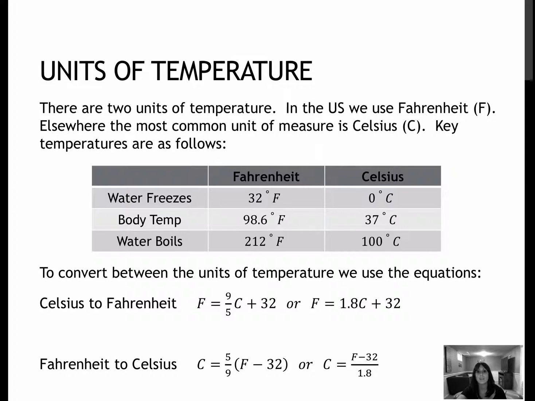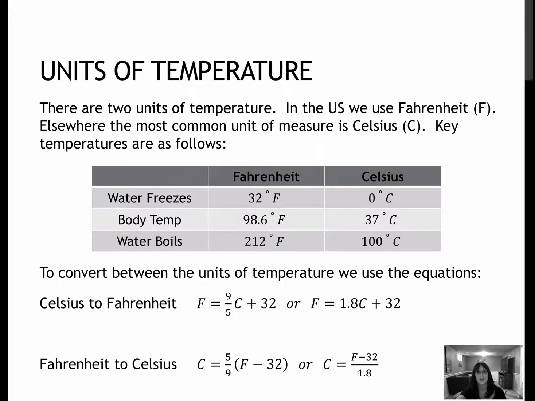Water freezes at 32 degrees Fahrenheit. Those of us who live in the US are pretty familiar with that number, unfortunately, in the winter, here in Nebraska anyway. Our normal body temperature should be about 98.6 degrees, and water boils at 212 degrees Fahrenheit. If you're on the Celsius system, water freezes at 0, body temperature is about 37, and water boils at about 100.